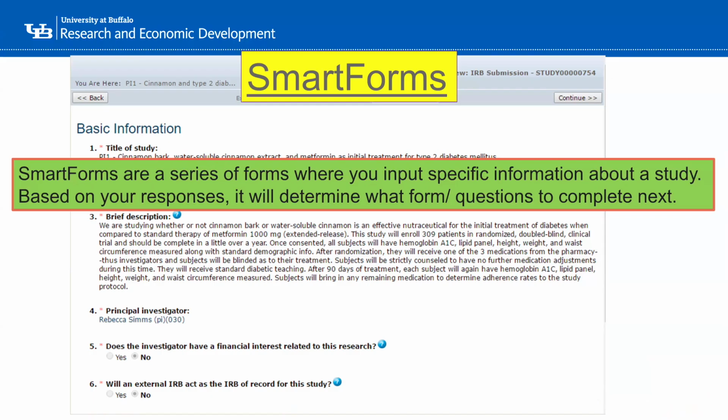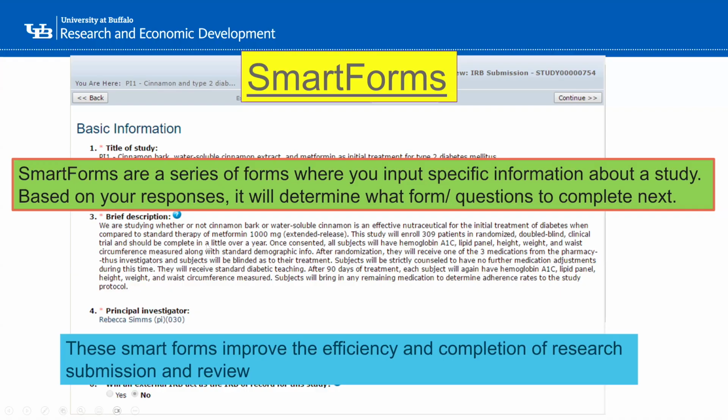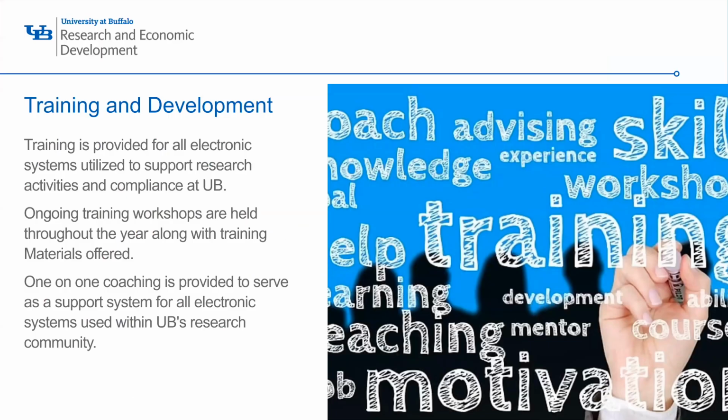They use a system called Smart Forms, which is a system where, based on your responses, it's going to determine what, if any, additional questions or forms might need to be completed. So you answer a couple of questions and then it branches off to whatever other pages you might need. And again, all of the modules follow the same procedure. They are there to help improve efficiency and completion of research submission and review.